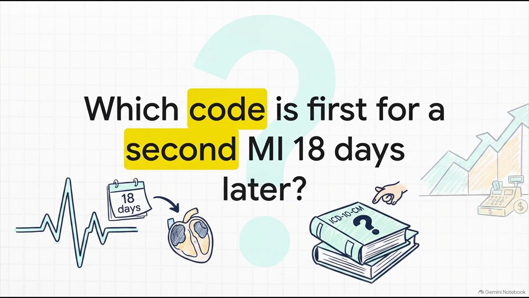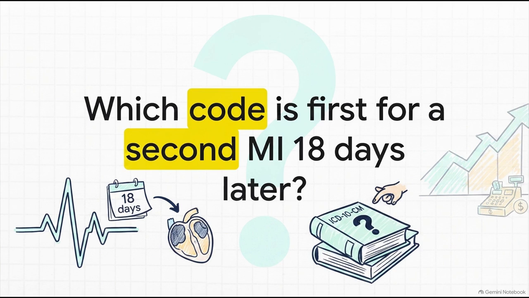All right, let's jump right into a scenario that trips up medical coders all the time. Picture this. A patient suffers a subsequent acute myocardial infarction after being discharged for an initial acute MI that occurred just 18 days earlier. It's a highly specific, very realistic timeline. But here's the million-dollar question for our revenue cycle. Which ICD-10-CM code actually goes first? Is it the original infarction or is it the new one?